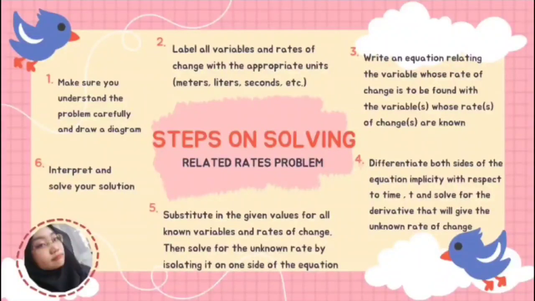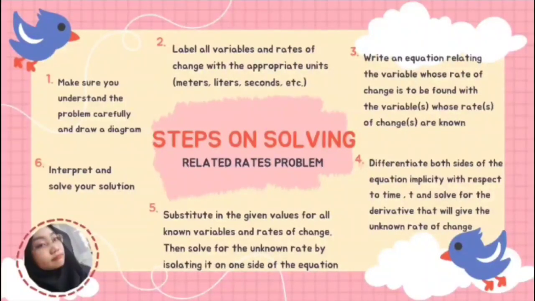Third, write an equation relating the variable whose rate of change is to be found with the variables whose rate of change are known. Fourth, differentiate both sides of the equation implicitly with respect to time t and solve for the derivative that will give the unknown rate of change.